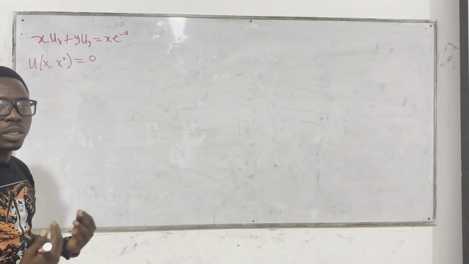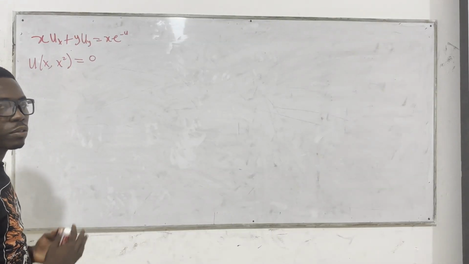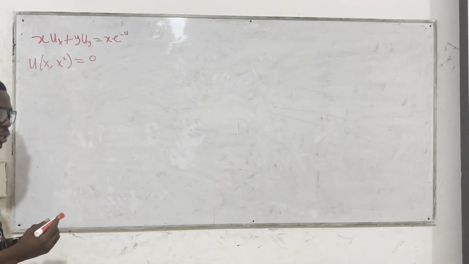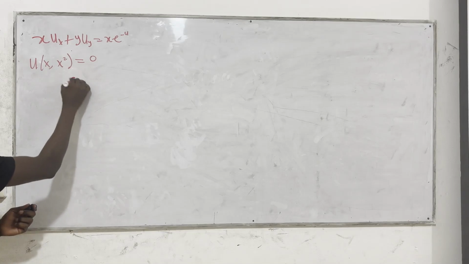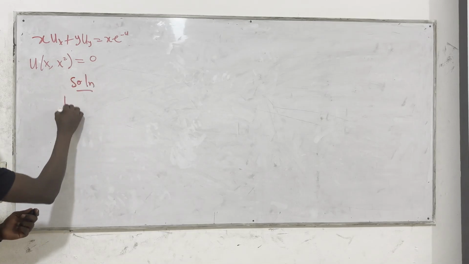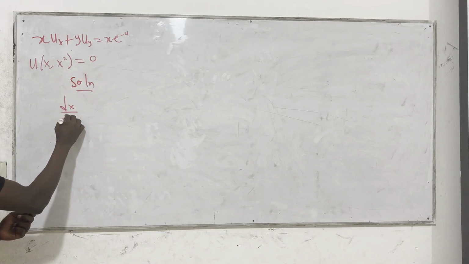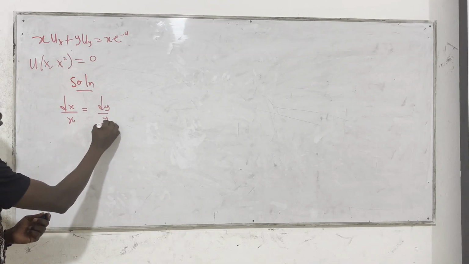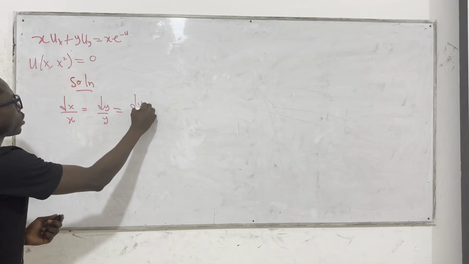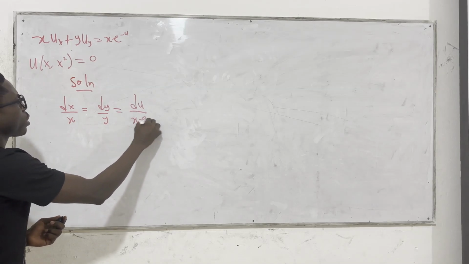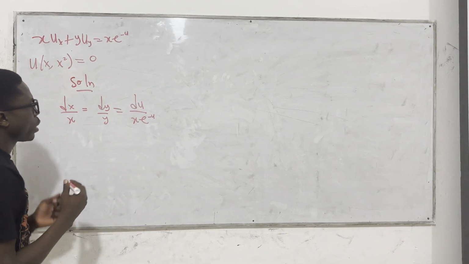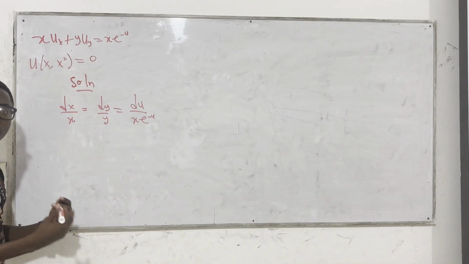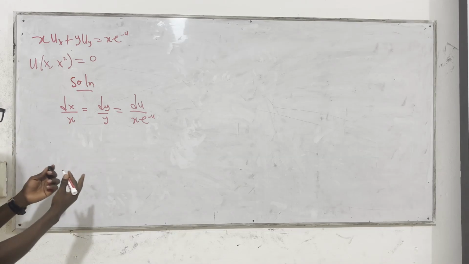In this video, we will be discussing how we can solve this partial differential equation. Now, using the Lagrange-Charpit method, we can say that we have dx over x is equal to dy over y is equal to du over x e to the power negative u. It means that we can generate a set of ordinary differential equations from this equation.